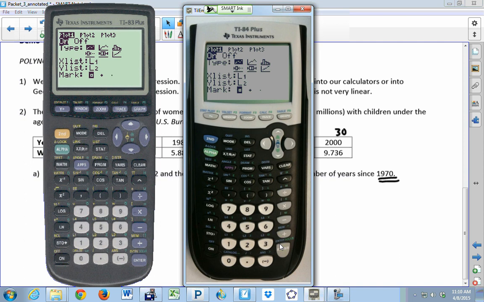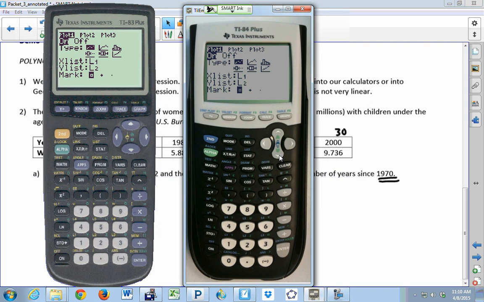Okay. And notice what type of stat plot do you want? The very first type that's always highlighted by default is the scatter plot. As you scroll down, you notice this tells you where your data is located, L1 and L2 in both of these. So you're fine. You don't have really any other work to do.